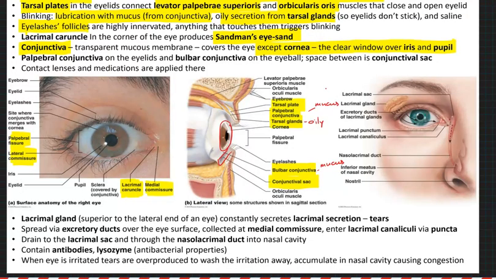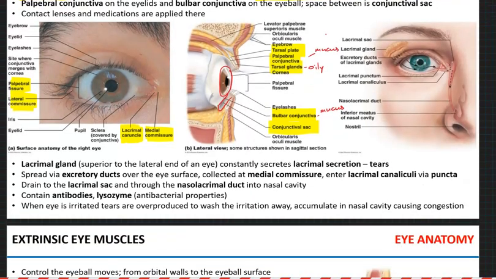Now what about tears? Tears are produced by the lacrimal gland, which is located in the upper lateral aspect of your eye. The lacrimal gland produces tears, which contain antibodies and lysozyme, an antibacterial protein that non-specifically kills mostly gram-positive bacteria. Obviously, it's also water and some sodium chloride, okay?